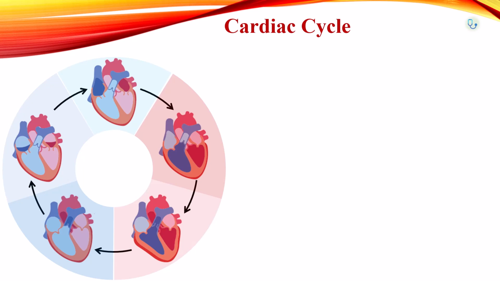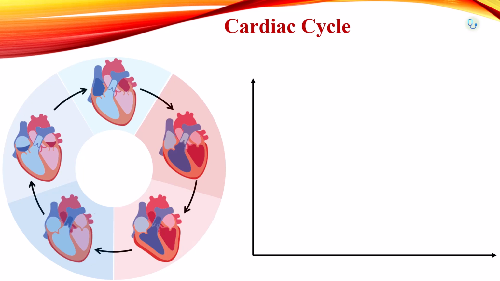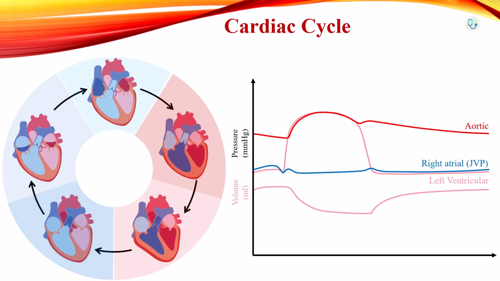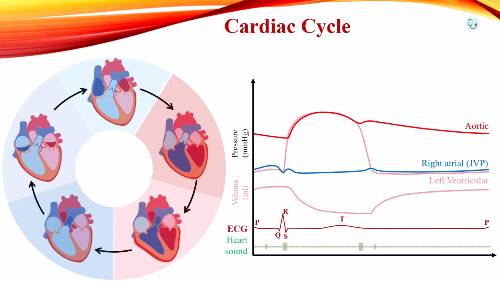The cardiac cycle graph is used to express the events during one cardiac cycle. In this diagram, along the y-axis are aortic pressure, left ventricular pressure, and right atrial pressure, ventricular volume, ECG and heart sound, while along the x-axis is time. Since there is no valve separating the right atrium from the superior vena cava and jugular veins, jugular venous pressure is the same as that of the right atrium.